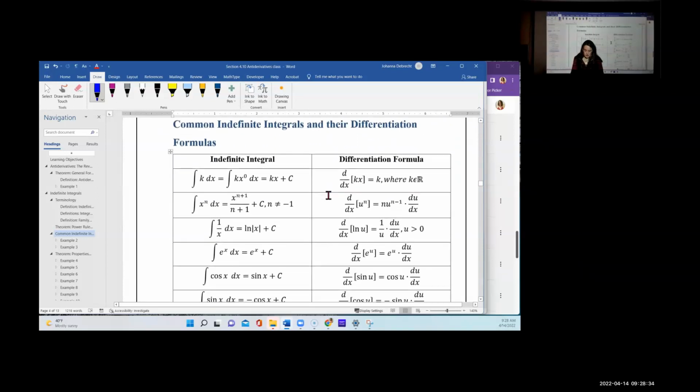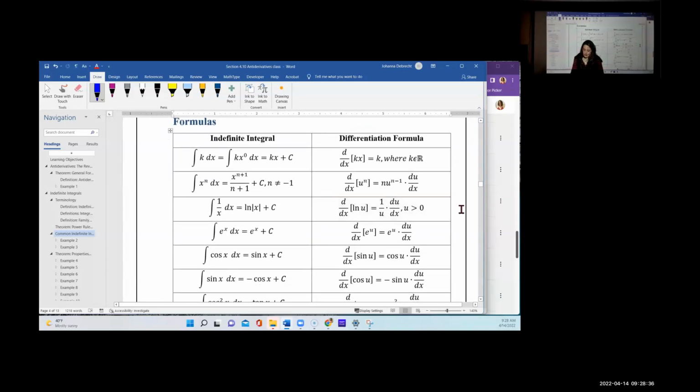Now, here are some of the relationships. I have had students ask me, you really expect me to memorize all this? Well, yeah, I do. But you already know it. You've already memorized these in their opposite form. So now all you have to do is memorize them in the antiderivative form. So I have the two forms up here: the differentiation rule on the right, and the indefinite integral rule on the left.